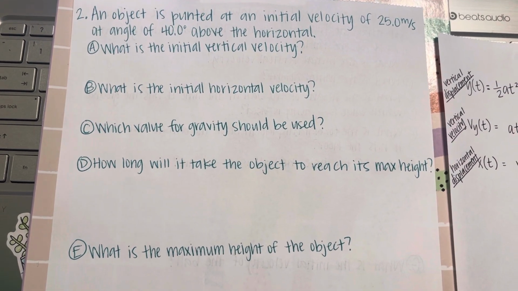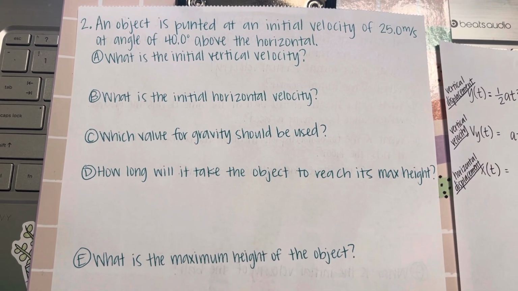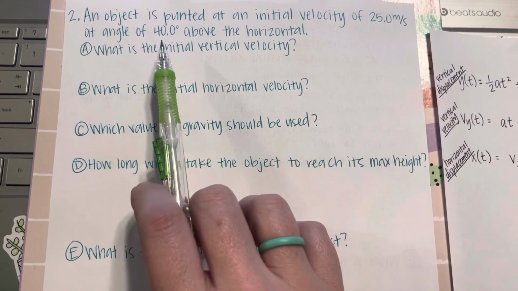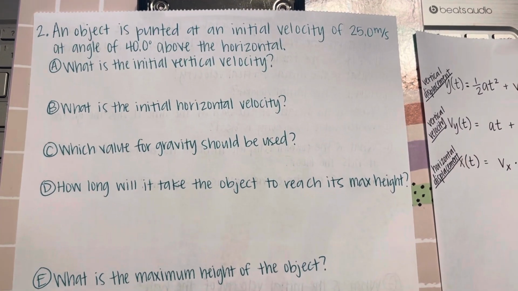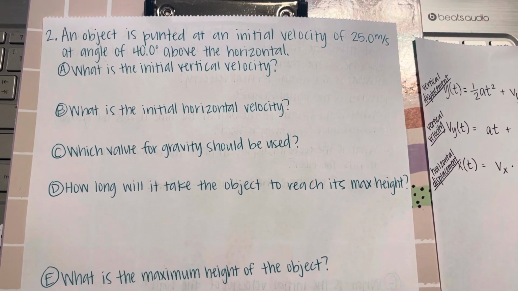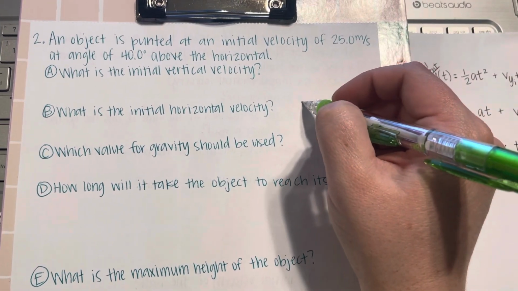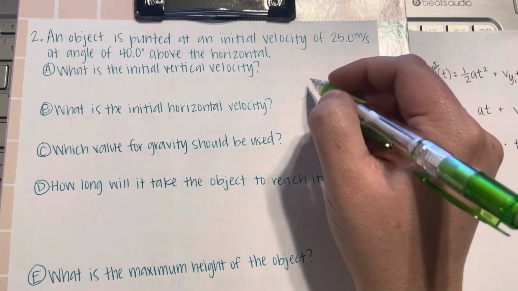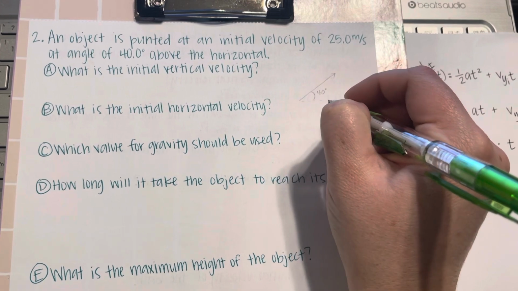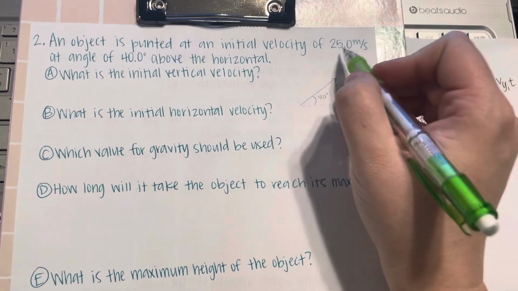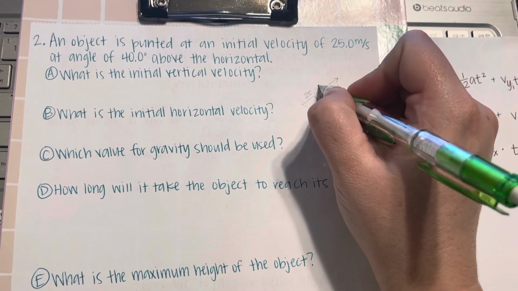The first part of the question says what is the initial vertical velocity, and the second part says what is the initial horizontal velocity. Since my initial velocity is at an angle, I need to use my trig functions to break that down into an initial vertical and horizontal component. So basically what this looks like is my initial velocity is at an angle of 40 degrees above the horizontal, and the magnitude of that is 25.0 meters per second.